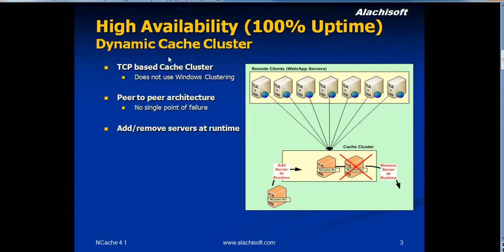NCache is based on a dynamic cache cluster. It is a TCP/IP based cache clustering protocol, which is our own implementation. We're not using Windows clustering. It is 100% peer-to-peer architecture, so there will not be any single point of failure. You can add or remove any cache server node from this cache cluster at runtime, and for this, you don't have to stop the cache or any of the clients which are connected to it. So dynamically, you can make changes to the running cluster, and NCache would ensure that there's no downtime or any data loss for your client applications.